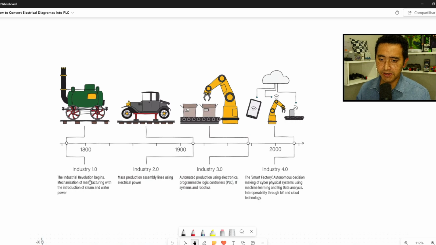After this, after the 1900s, we have Industrial Revolution 2.0. The important thing in this revolution, as we can see here, is electrical power. That's the beginning, when we start to use commands and control diagrams to turn on our motors.